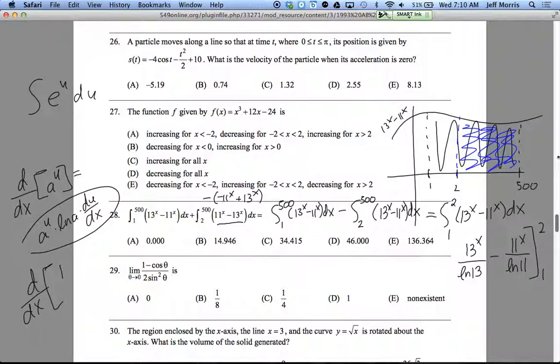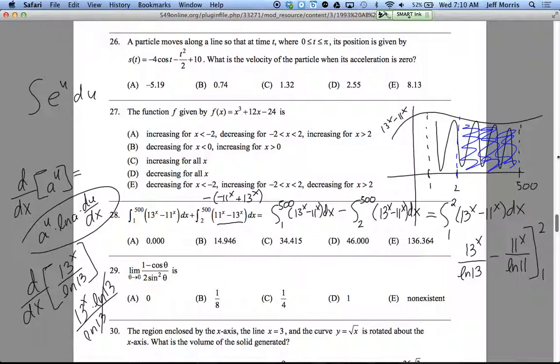Okay, so I've got 13 to the x divided by natural log of 13. Natural log of 13 is just a constant, right? It's a constant multiple rule. What's the derivative of 13 to the x? 13 to the x times what? Times ln 13. But you already have this ln 13 where? On the bottom. What happens to it? Does that make sense now?